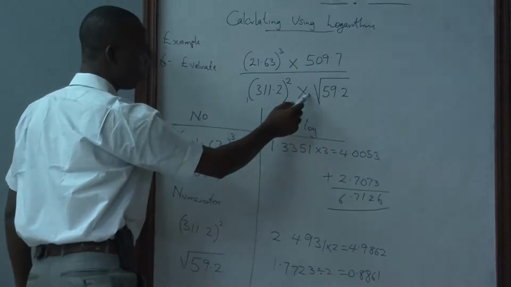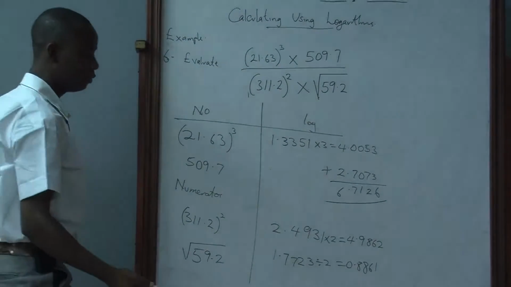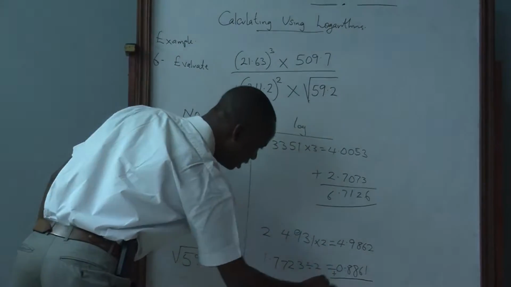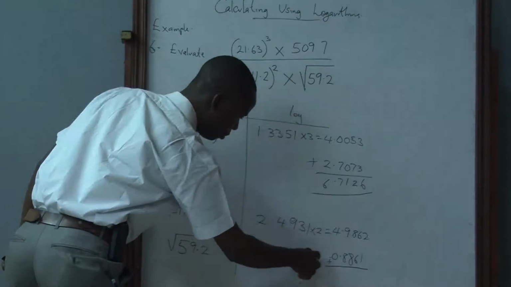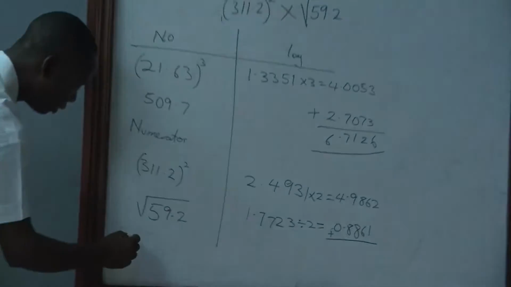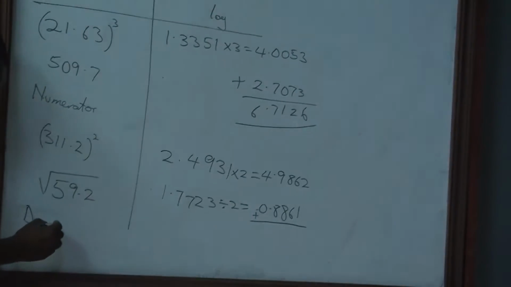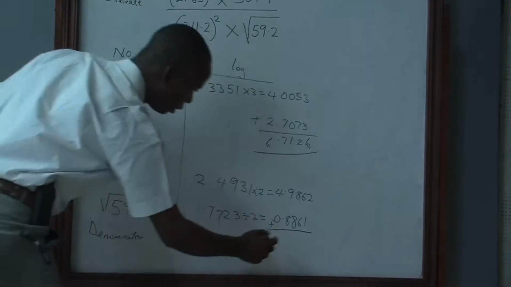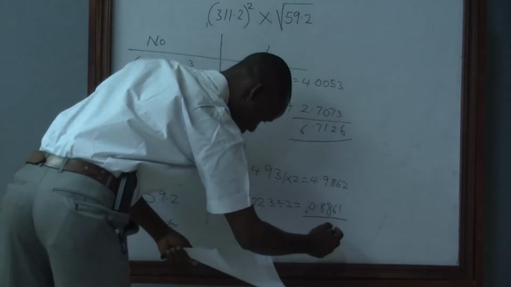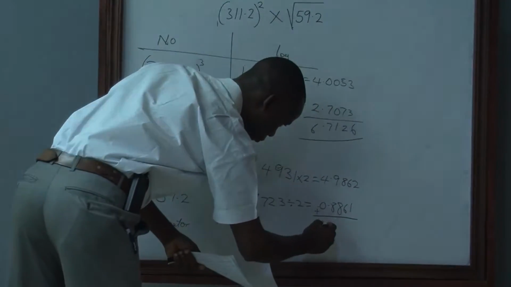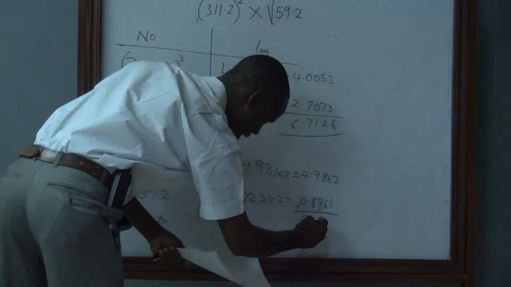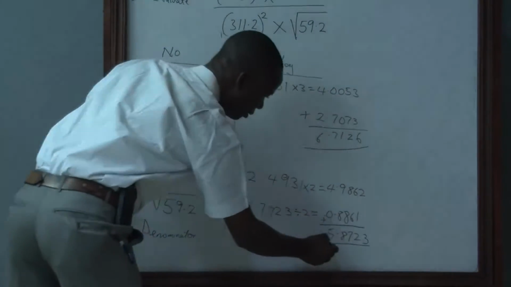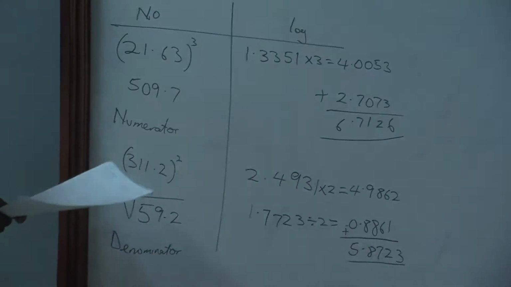So we have the log value for this and the log value for this. And what is combining the two of them together is multiplication. So if it's multiplication, we'll be adding the two values together. That will give us the denominator. So the denominator in this regard, we add these two together, and that will equal 5.8723. That is the denominator.